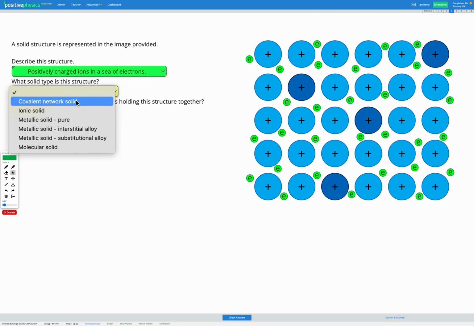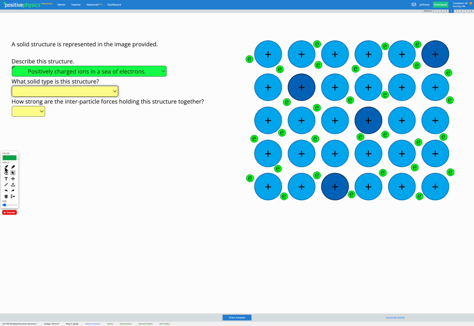So what solid type is this structure? Well, it's a metallic solid. That's the name for a structure of this type. However, there are three types we could have. There's pure, that would be if all of the metal atoms are the same. There's an interstitial alloy. That would be where we have two different types of metal atoms, but the way they're arranged would be to have one of the types in the gaps. So an interstitial alloy would have some metal atoms kind of fitting in between the others in the grid.